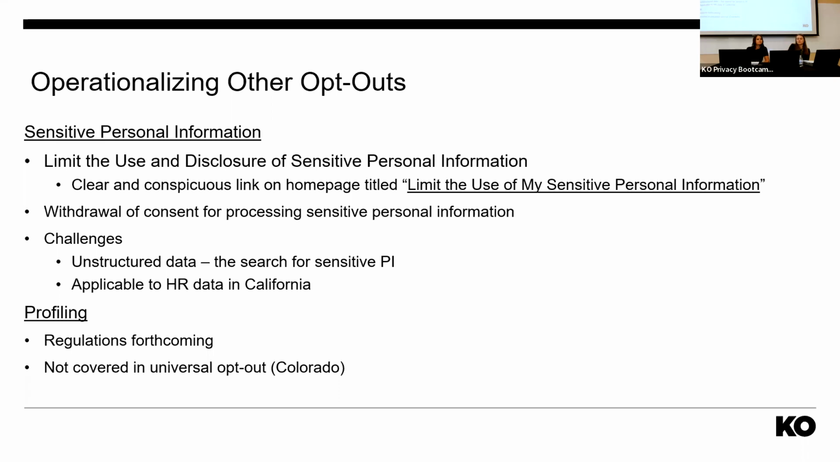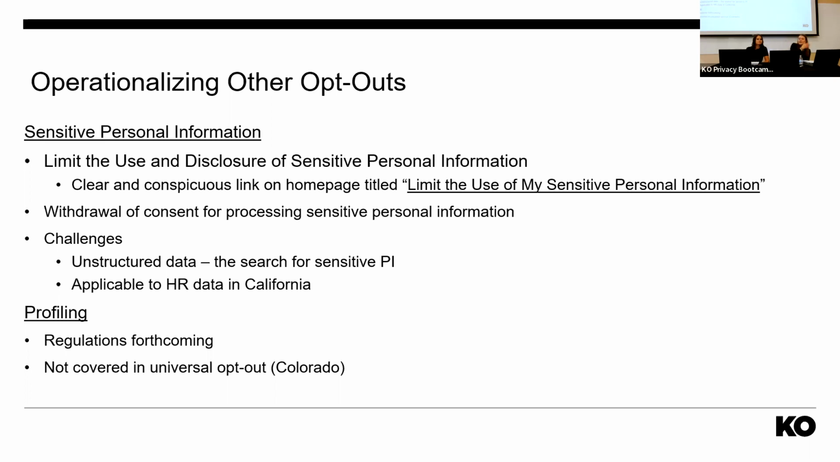And then also we talked a little bit about how that opt-out right might apply to HR data in California. It'll be really important to confirm that we're only processing HR data for the limited uses that are permitted with sensitive personal information. Otherwise, we have to provide the opt-outs to employees.